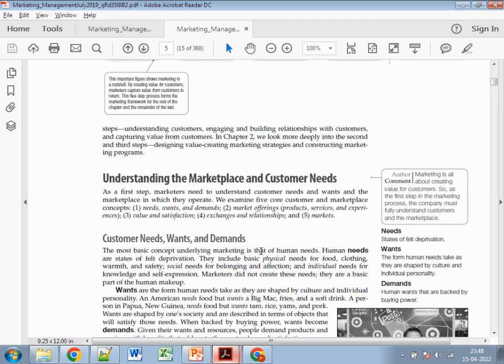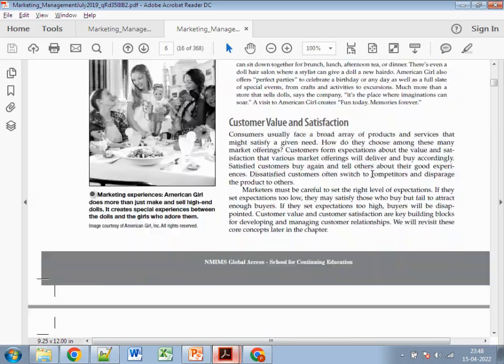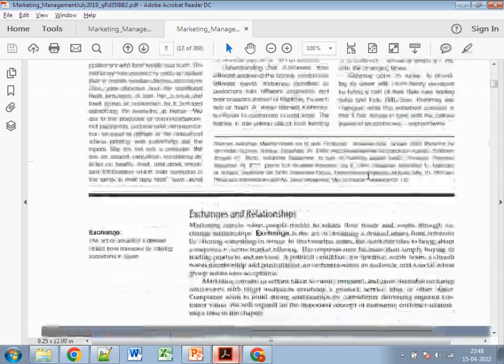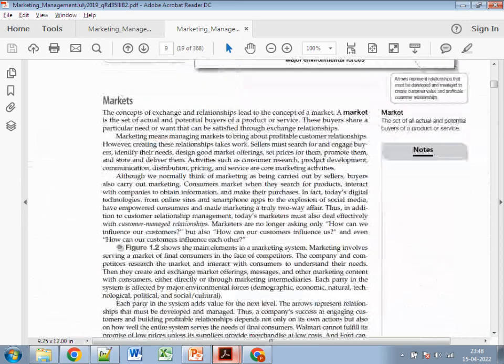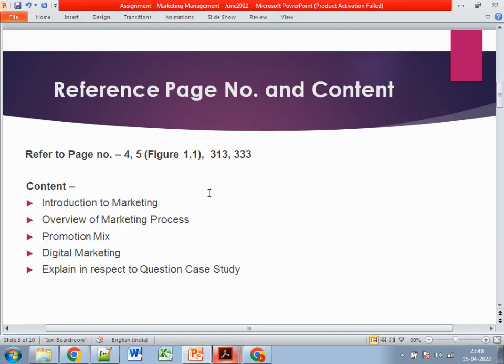Although it's already mentioned in the coming pages: understanding market value, customer wants, needs, market offerings, customer value and satisfaction. Then it's mentioned exchange and relationships, markets. So many things are mentioned, and it purely depends on how you cite it in your own words. Then the next part, from the content perspective: introduction to marketing, overview of the marketing process. Then comes pages 313 and 333, which cover promotion mix and digital marketing.